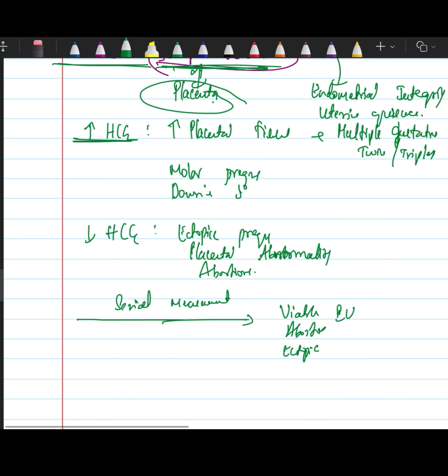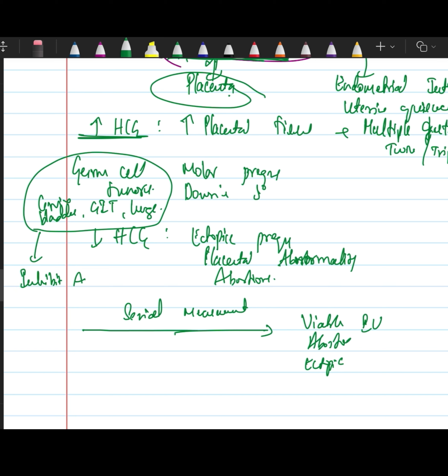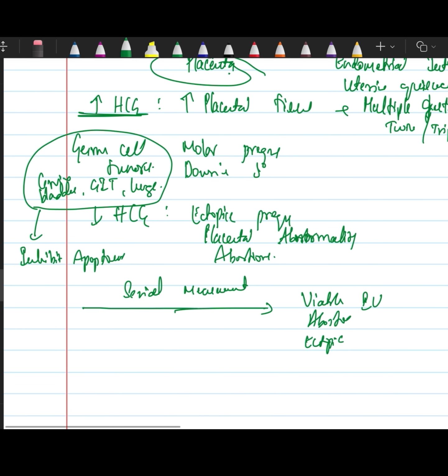And here this beta HCG can also be seen in certain germ cell tumors. Okay, and also from certain tumors of your cervix, bladder, GIT and lungs as well. So what this beta HCG does in certain tumors is it inhibits apoptosis, and that's how it maintains the growth of these tumor cells.